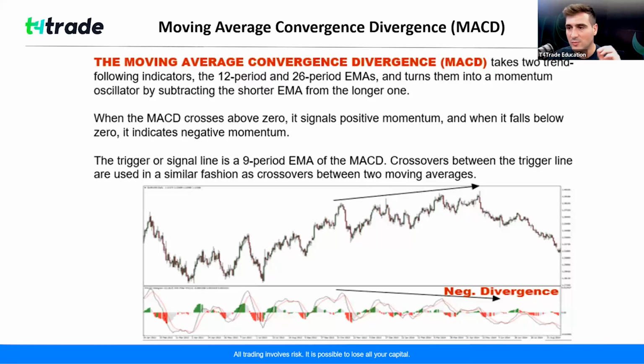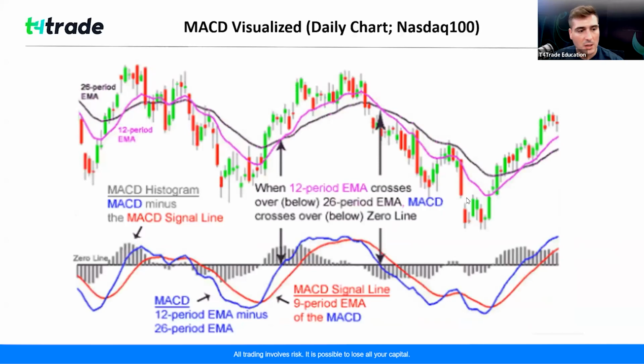Crossovers with the trigger line are used in a similar fashion as crossovers between two moving averages. We covered this in the past, so let me explain what I mean visually. Again, this is a visual representation. On the top half, you have price action without numbers. We don't care about the instrument or the price value. We care about what information is conveyed, while having the comparison below with the moving average convergence divergence indicator.